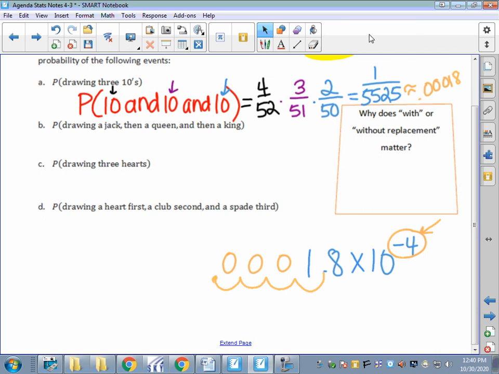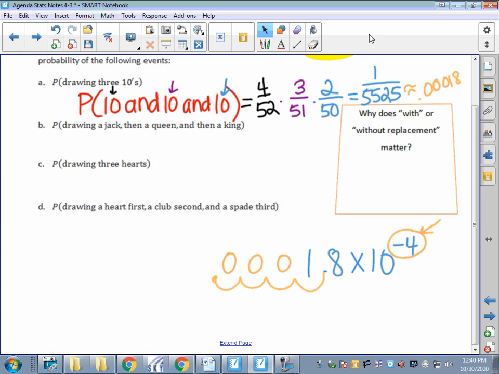Again, that's a teeny tiny probability, right? So we don't have much of a shot of drawing 3 cards out of a deck and all 3 of them will be 10. Just really not going to happen, or highly unlikely. Is it impossible? No, because if it was impossible, our probability would be 0. But look at how close to 0 we are. So it's highly unlikely.